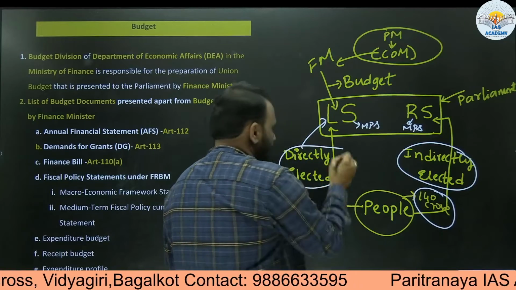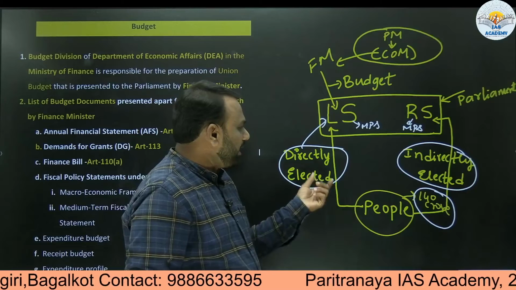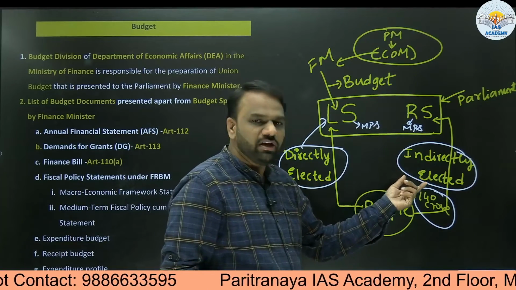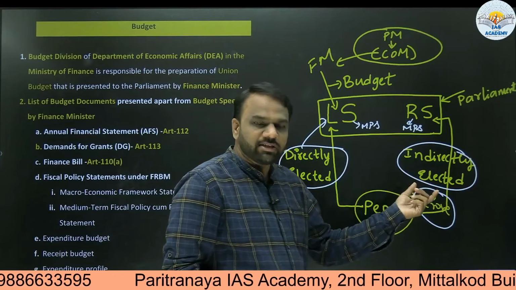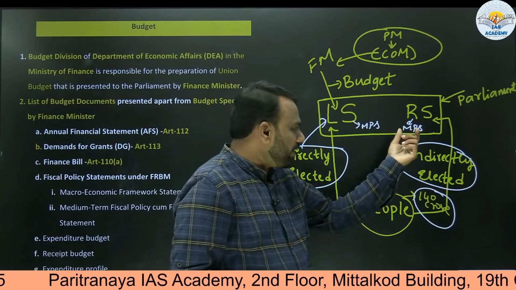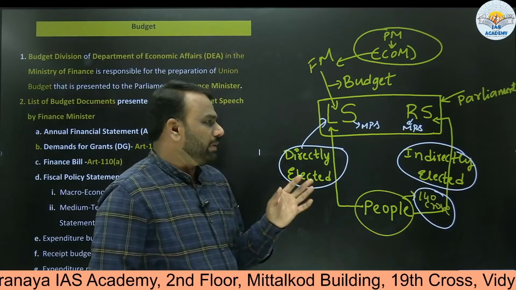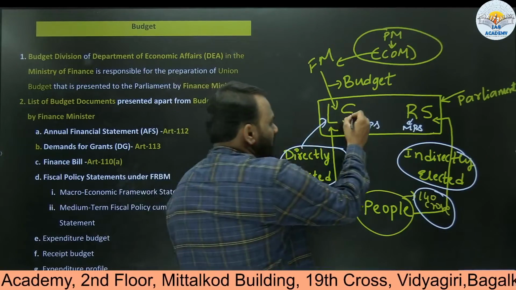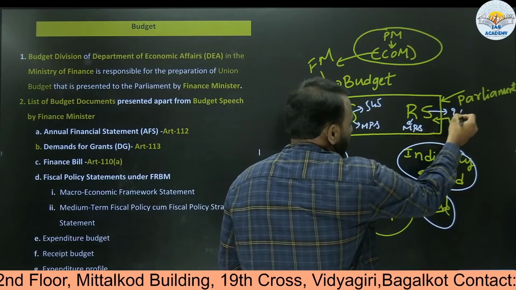Directly elected means people directly participate in the elections of the Lok Sabha MPs, whereas in case of indirect election, people do not directly participate. People have already elected MLAs, so MLAs will elect Rajya Sabha MPs. That's why Rajya Sabha MPs are not directly elected by people, but indirectly elected by people. Now among these representatives, in Lok Sabha we have 545, in Rajya Sabha we have 245.